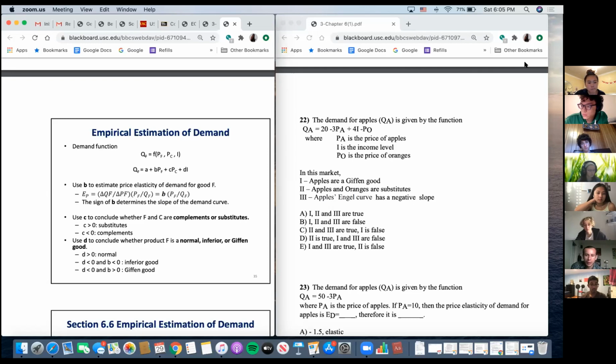So are all of them false? Yes. Okay, because an Engel curve can have a negative slope. Yeah, it can, but then that means apples are an inferior good. Oh, okay, gotcha. Yeah, because that means income's going. All right, I think all of them are false.